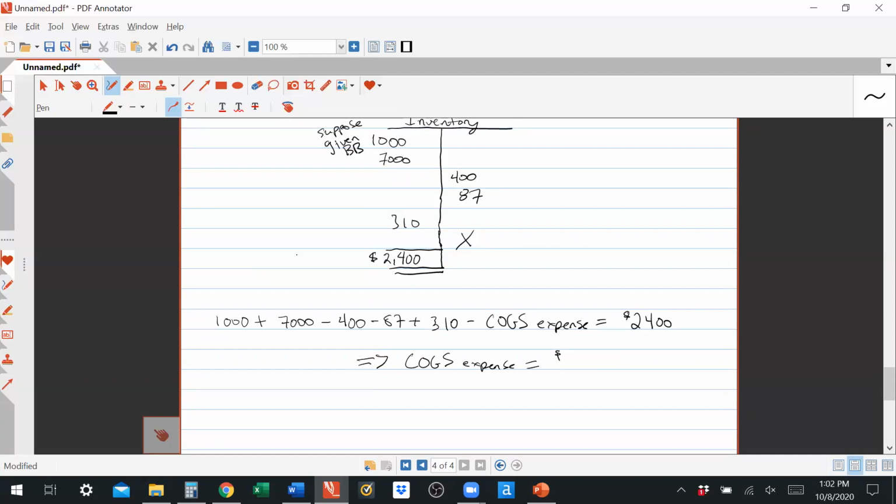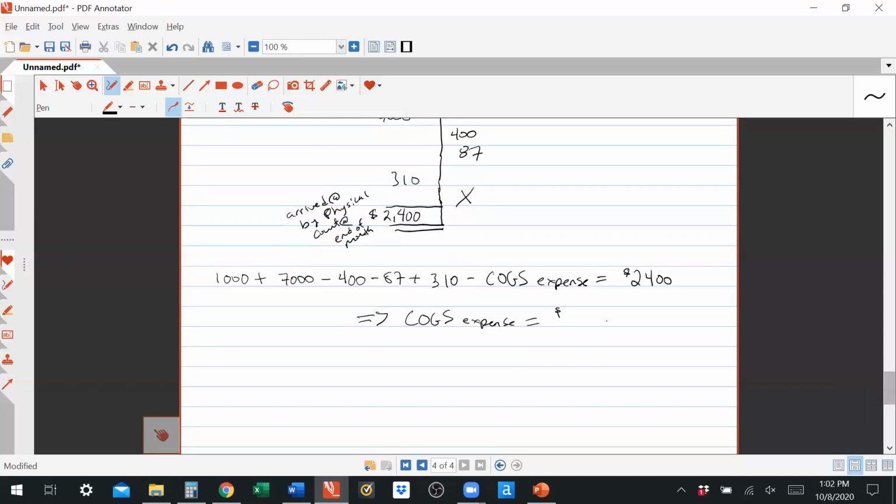so this 2,400 is arrived at by a literal physical count at the end of month. So that's where this 2,400 comes from. You go count your inventory. You count all the items, and for each item you have an invoice, what you originally paid to the supplier for that item. You add up all the dollar values, $2,400. And you back out the cost of goods sold.